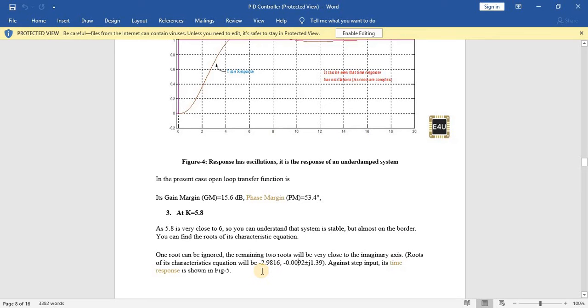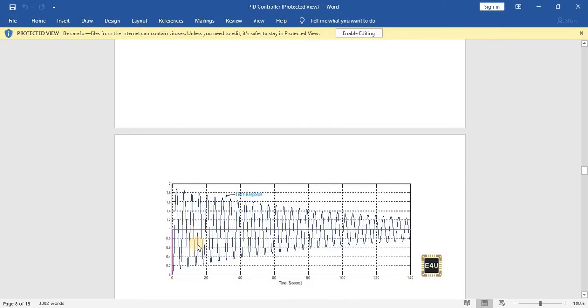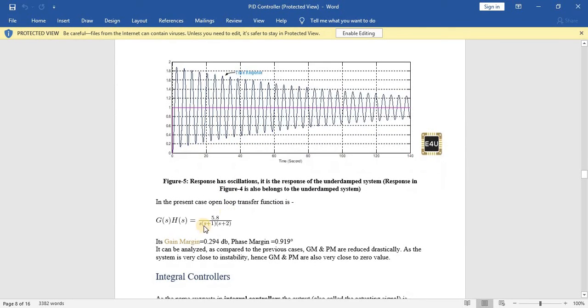Now you can see the response of this system. For a step input, the system will oscillate or produce an offset in a large manner. In the time response we can see a lot of oscillations because of the higher value of k. The open loop response is given like this. Gain margin is near 0, and phase margin is also 0.